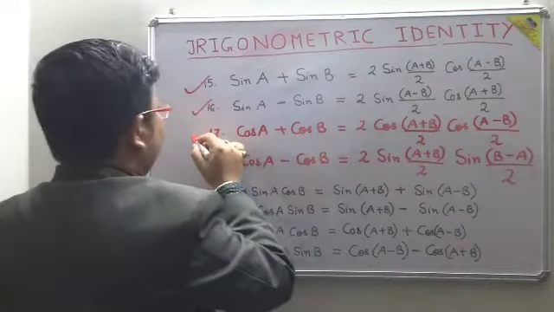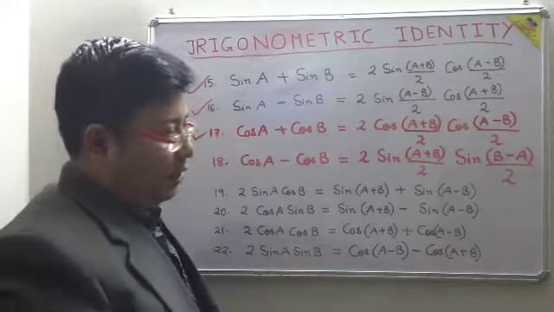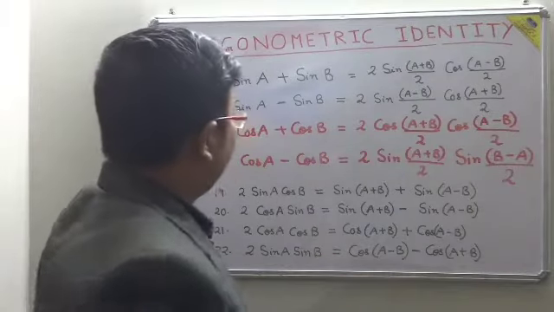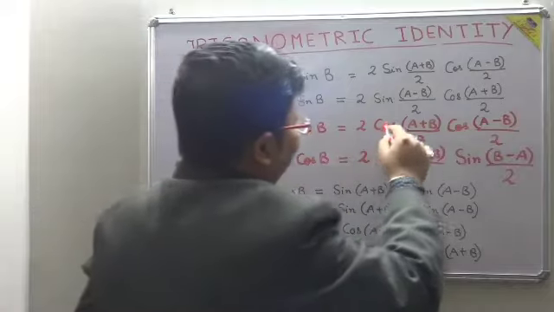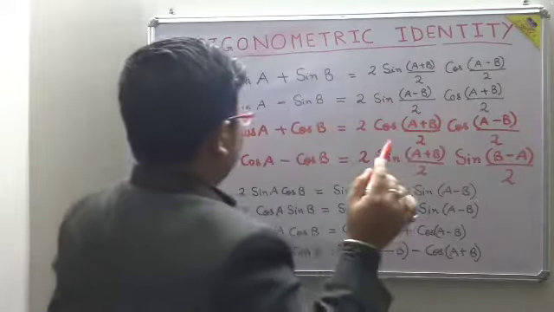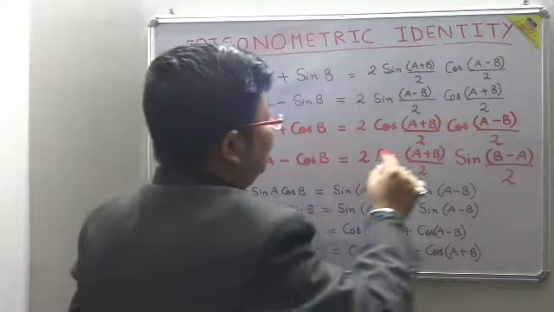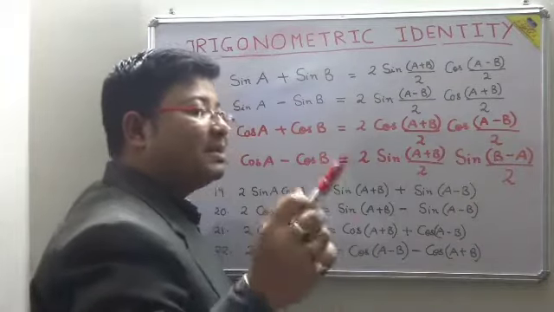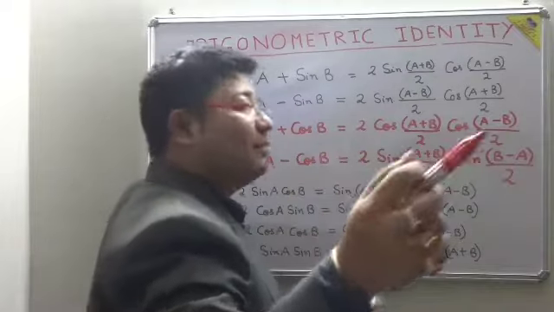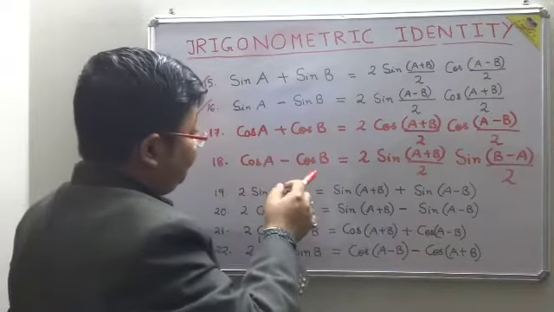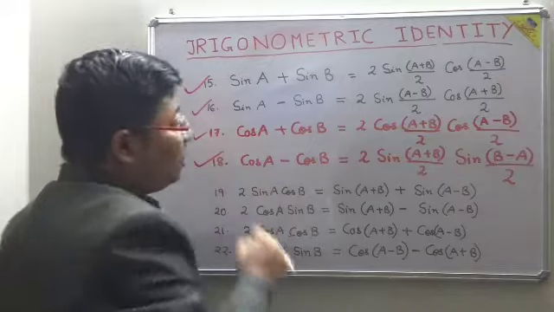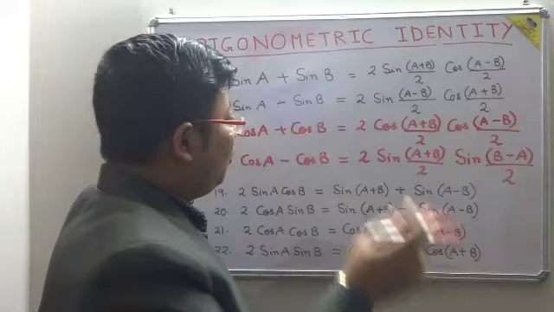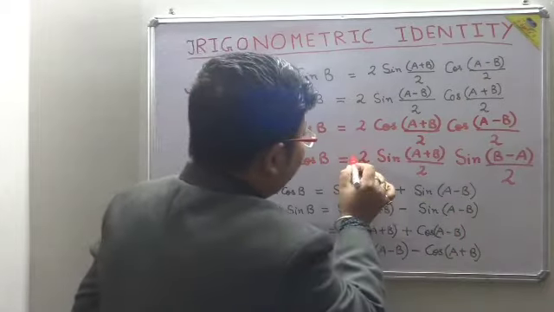Now we will go for the 17th one. What is cos A plus cos B? 2 cos((A plus B) divided by 2) cos((A minus B) divided by 2). So for cos A plus cos B, both terms will come as cos. But for cos A minus cos B, both terms will come as sin. For cos A minus cos B we will write it as 2 sin((A plus B) divided by 2) sin((B minus A) divided by 2). Or we can give it minus also.